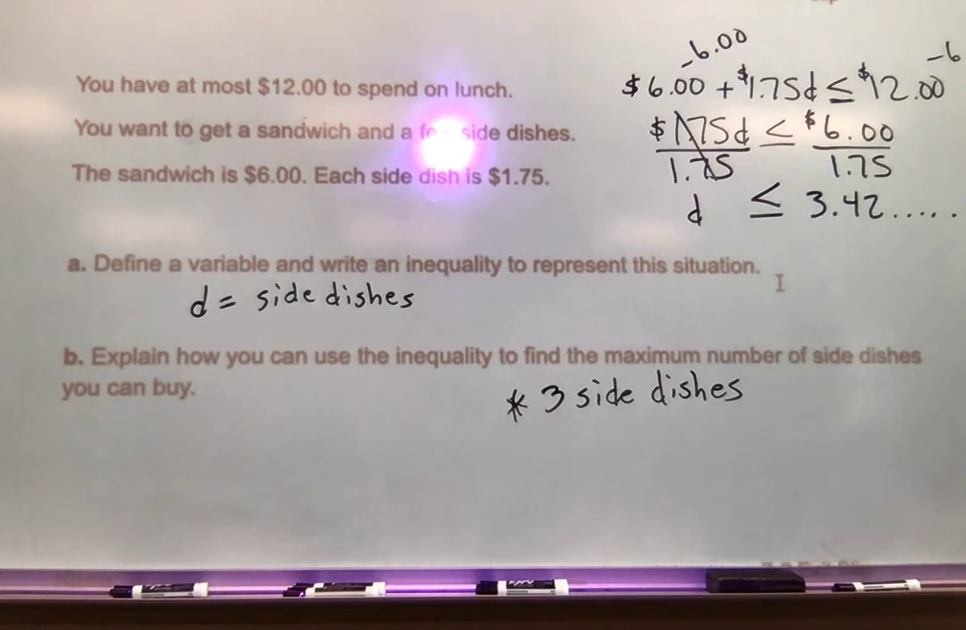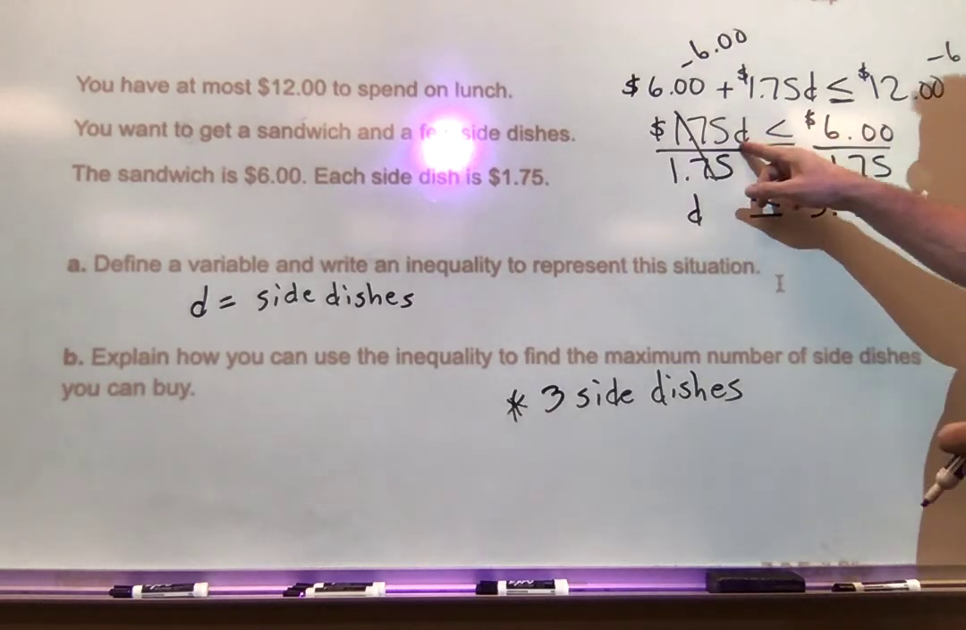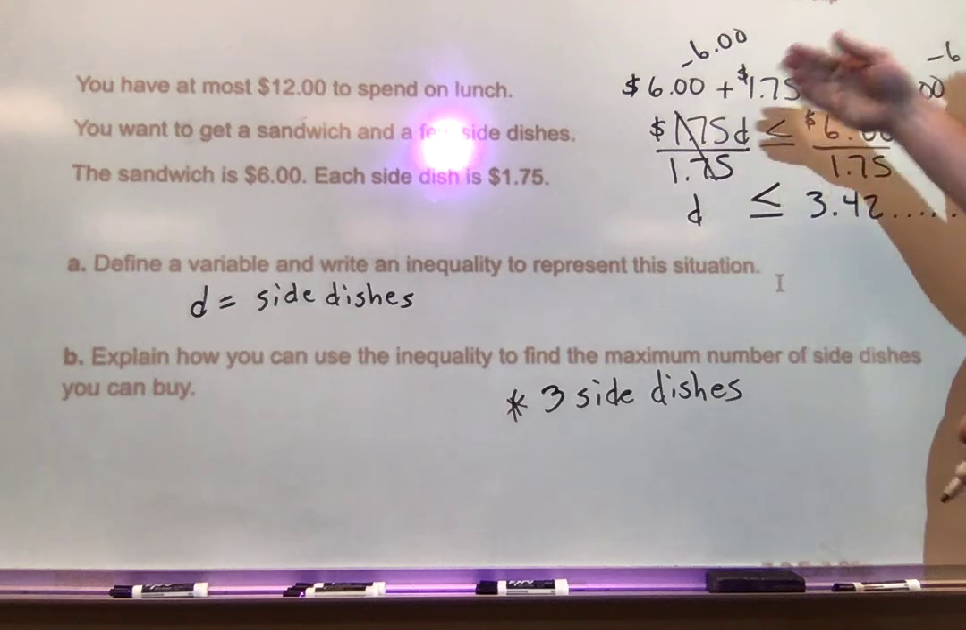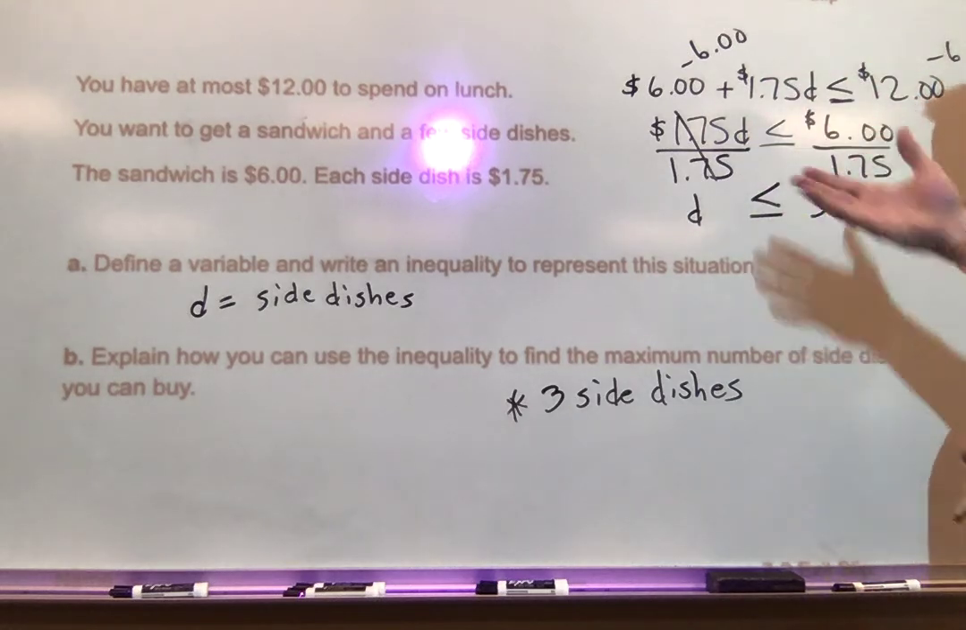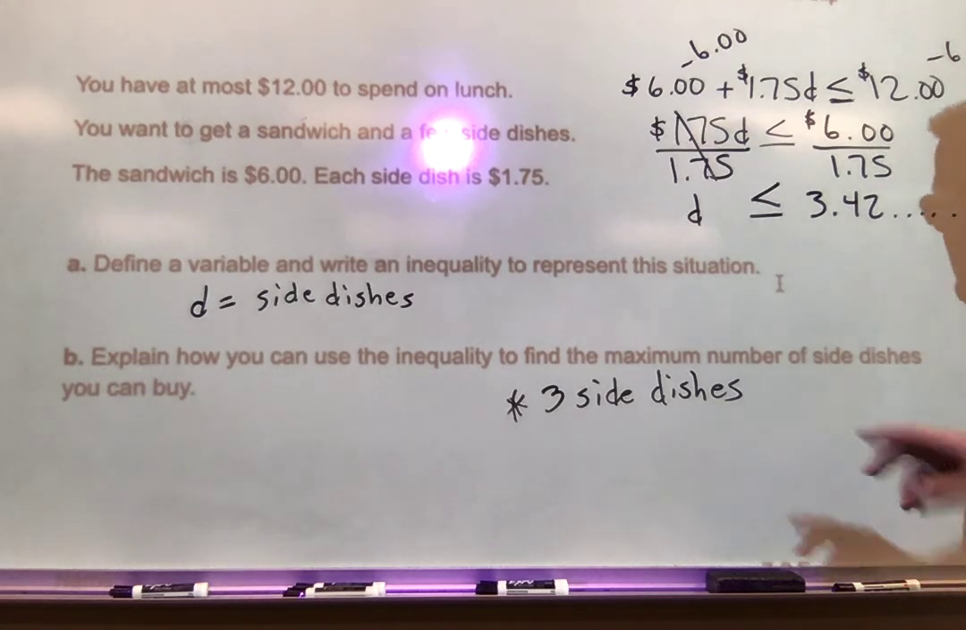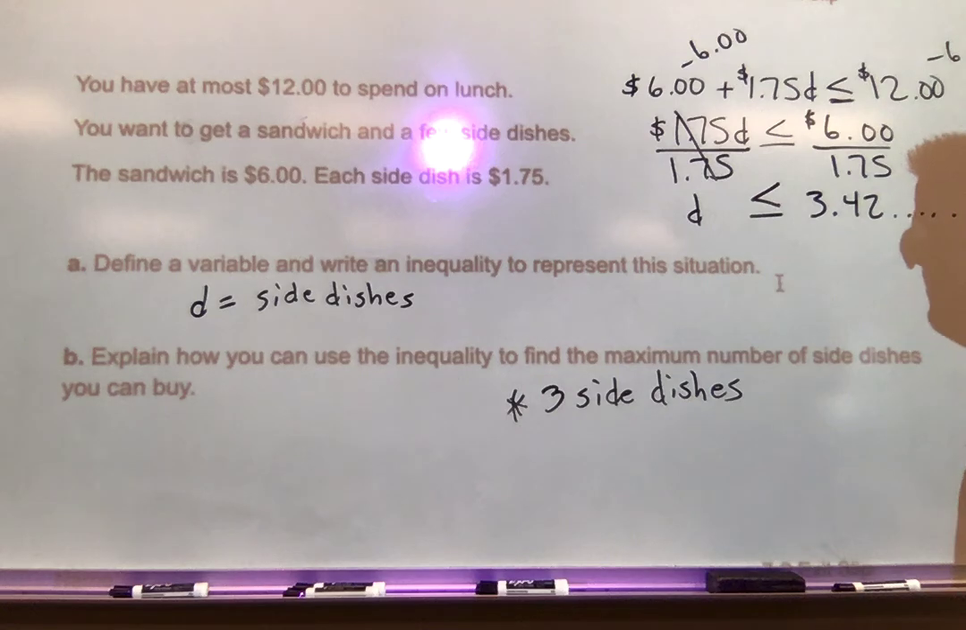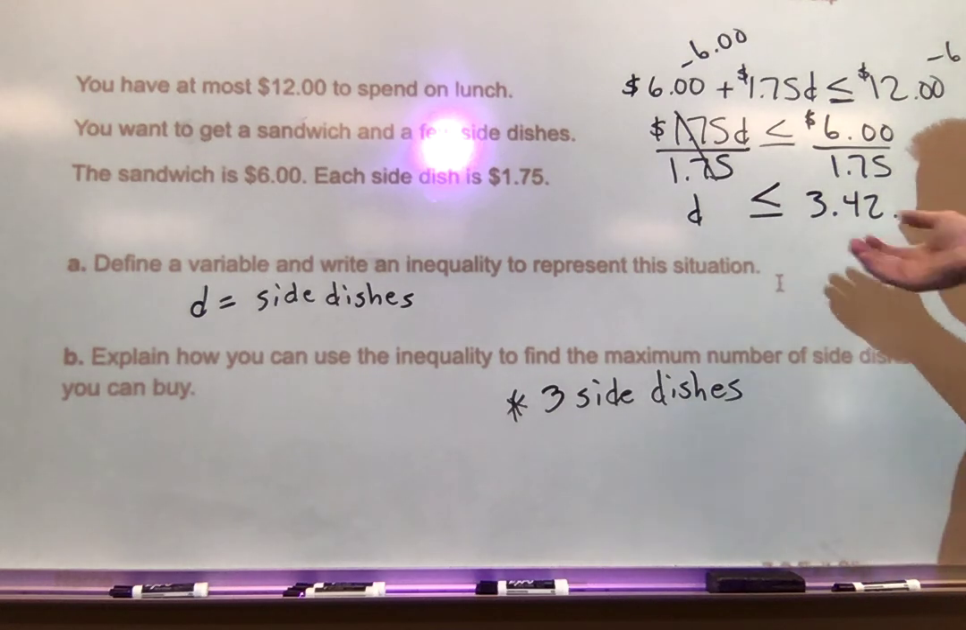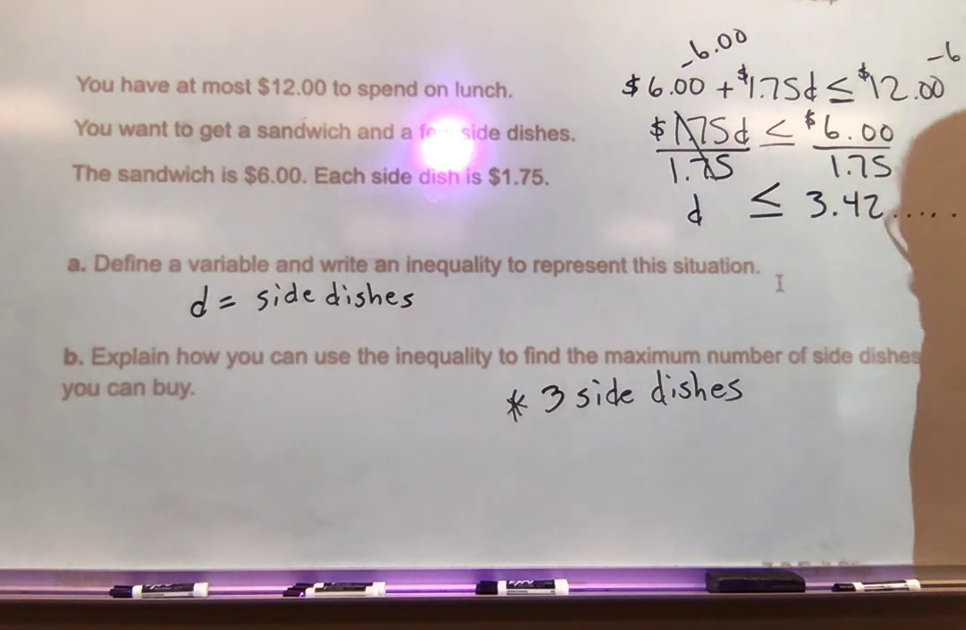Some of you, when you got here, could have just taken it times 2 and times 3 and found out that if you take it times 4, it's too much. $1.75 times 4 is over $6. So you would know it would just be 3. You wouldn't necessarily have to finish this way. A lot of you have the math number sense to be able to do that. So make sure you get these things written down, and this is a classic problem of how I could use an inequality in real life to help me figure out how many side dishes I could buy.